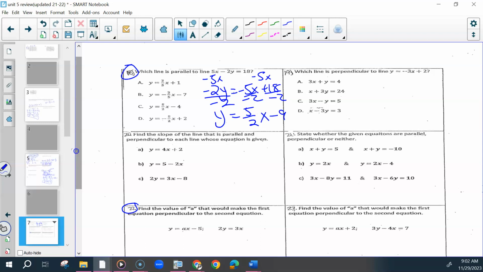If the line we have to find is parallel, what do we know about their slopes? They're the same. So which of these is the same? C. Parallel lines have to have the same slope with different y-intercepts, so C would be our answer there. Questions on that one?